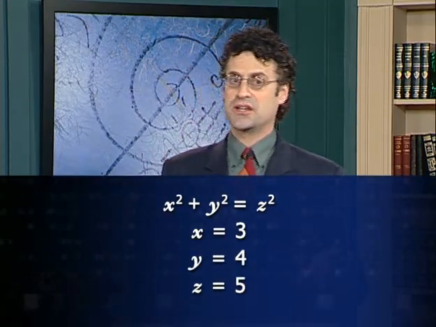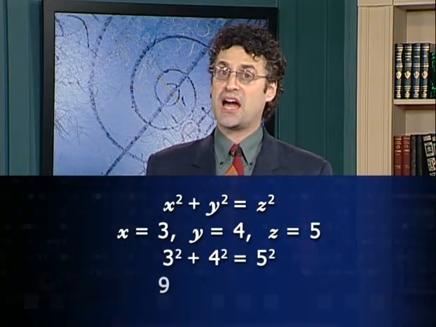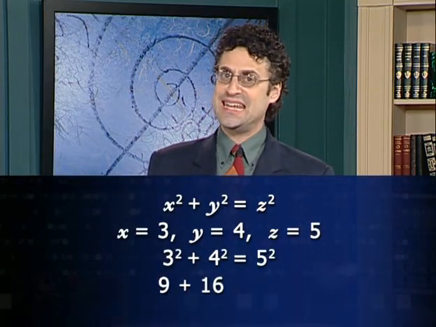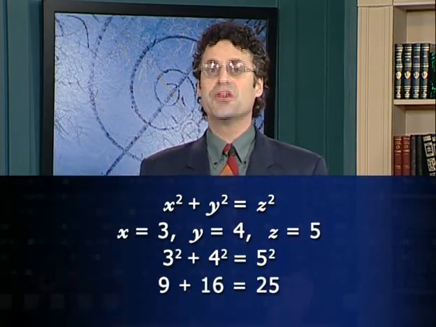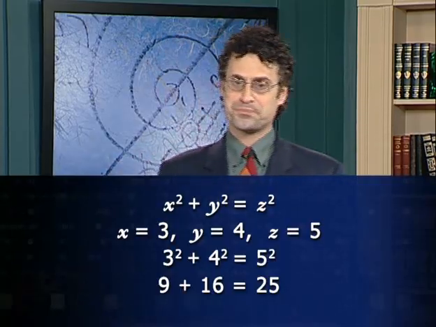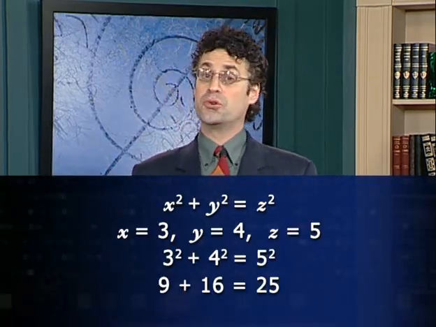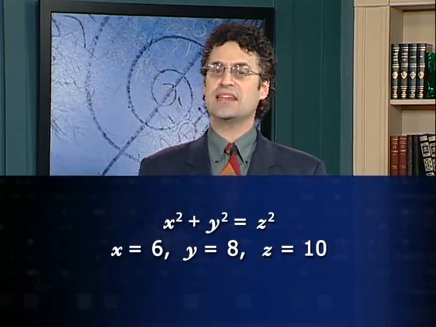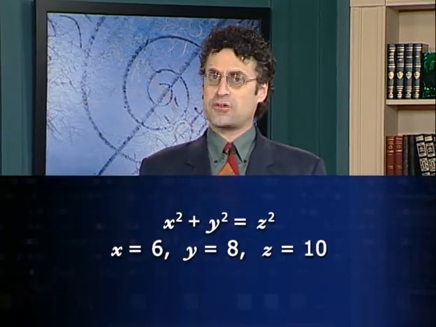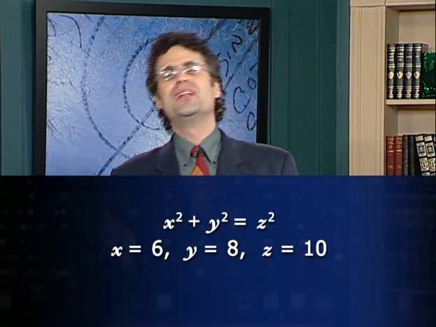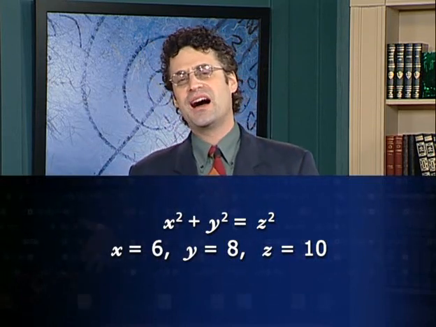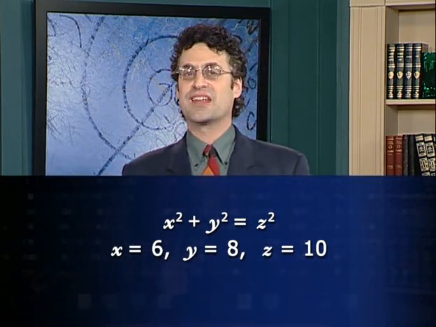And let's check that's a solution. If we square 3, we get 9. If we square 4, we get 16. When we add them up, we get 25, which indeed is 5 squared. Are there others? Sure. 6, 8, and 10, in fact, also forms a solution, but it really is just the previous solution, 3, 4, 5, doubled. So not very interesting.